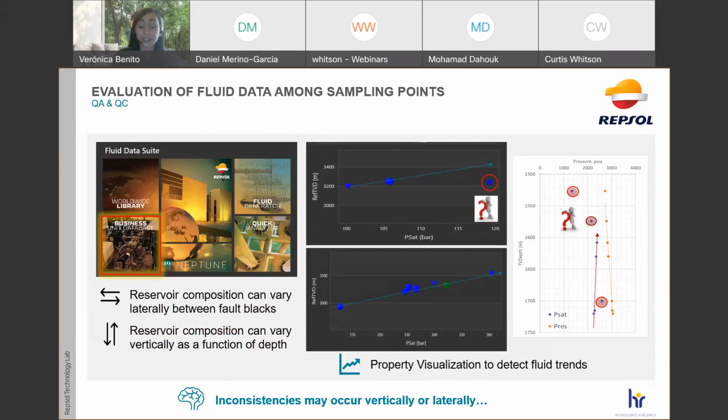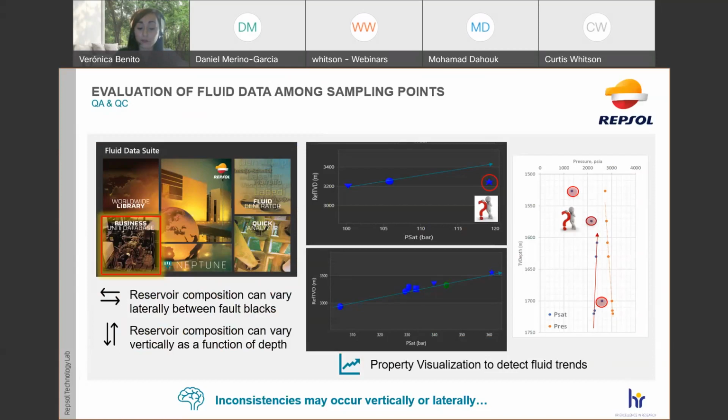And finally, the last check, but not less important, that should be considered in a complete QAQC process, is to evaluate the fluid data in an integrated way, no? Comparing the properties between the different sampling points of the reservoir, if they are available. We know that the reservoir composition can vary laterally between faults, but also vertically, because of the depth. So we can carry out a visualization of the main properties to evaluate the potential fluid trends. If there is an outlier, we need to consider some inconsistency in that sample.